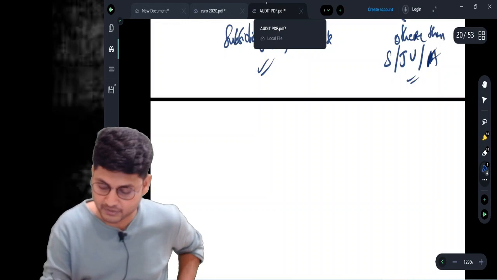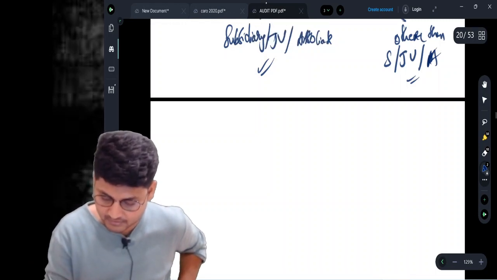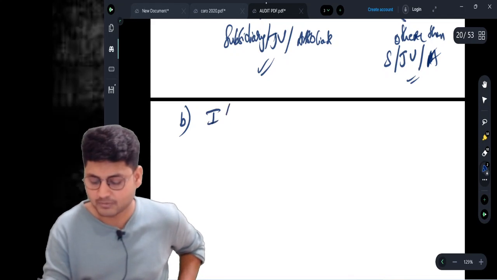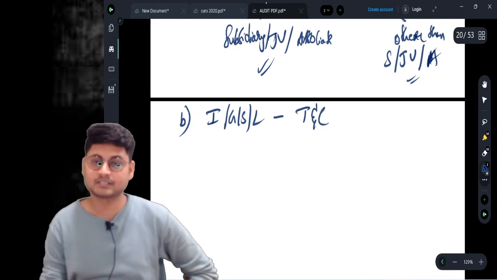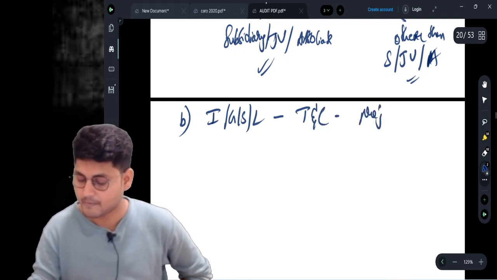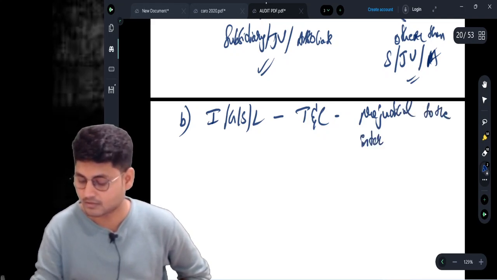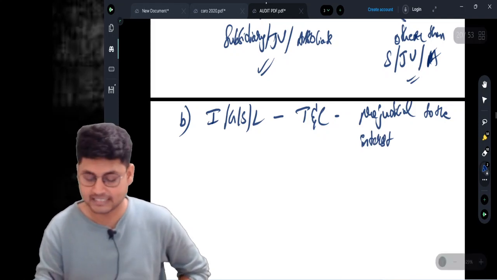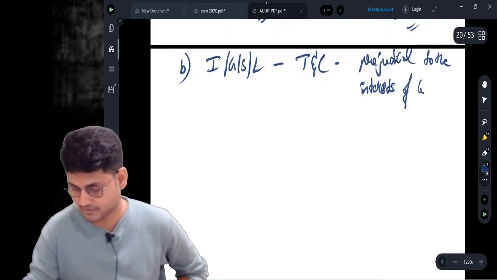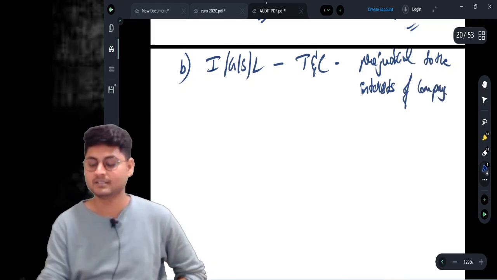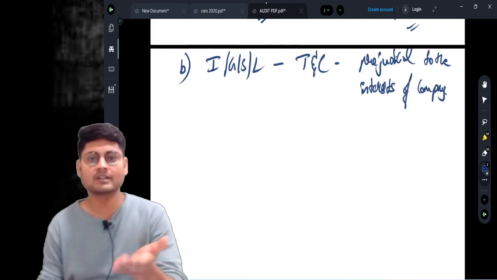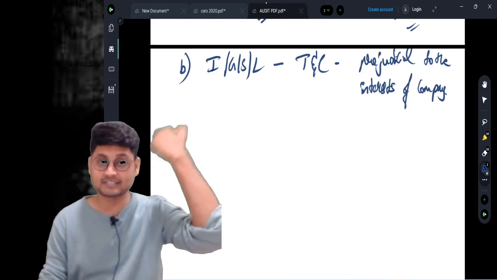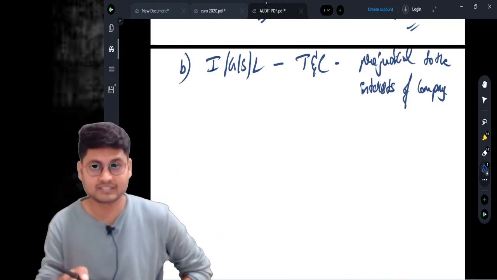So let me write point number B also. Subclause B. It is talking about investment, guarantee, security, loan. Terms and conditions. Prejudicial to the interests of company. This is clause number 2. Whether it is prejudicial to the company or not. If it is yes, go and write yes. If it is no, go and write no. If it is yes, go and specify the reasons for the same. Under paragraph number 4 also of this CARO 2020 order.